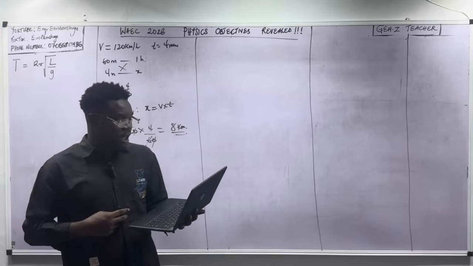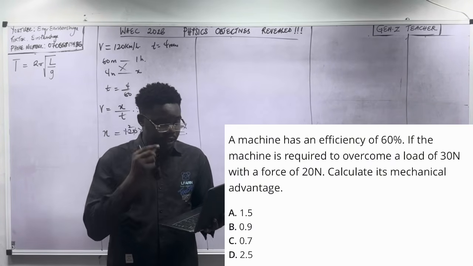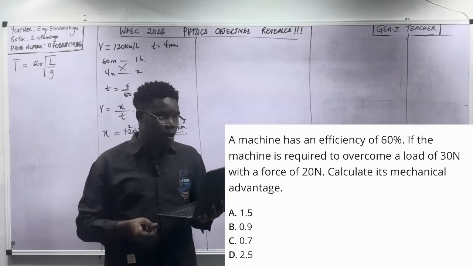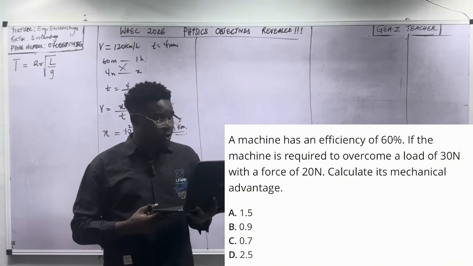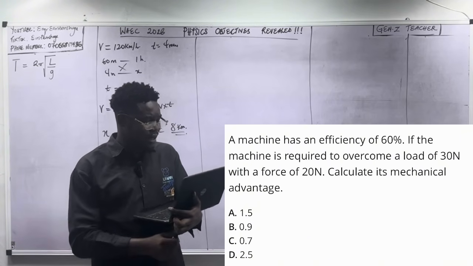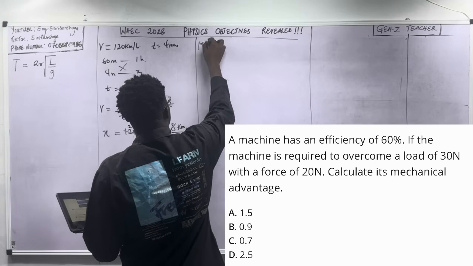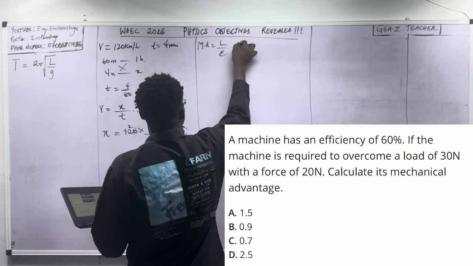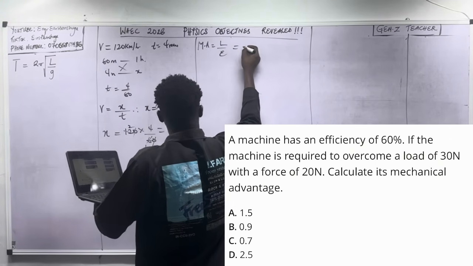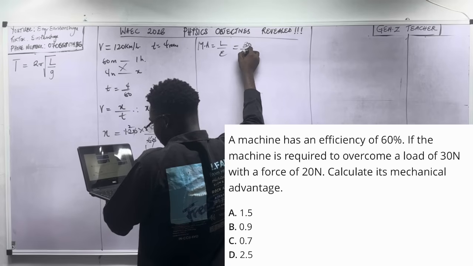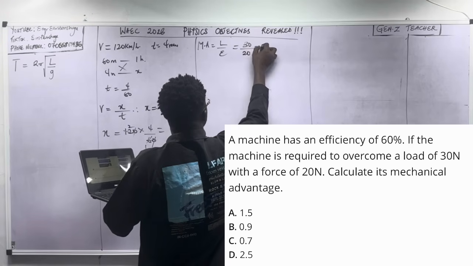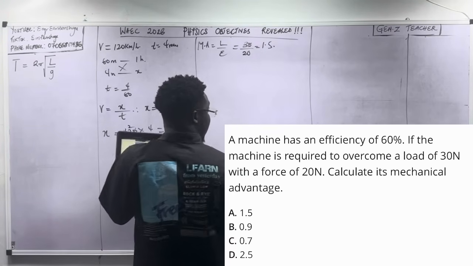Number 9 says a machine has an efficiency of 60%. If the machine is required to overcome a load of 30 Newton with a force of 20 Newton, calculate the mechanical advantage. Quickly recall, like we said earlier on, MA is load over effort. So the load in the question was given as 30 Newton and then the effort was 20. So this should be 1.5.